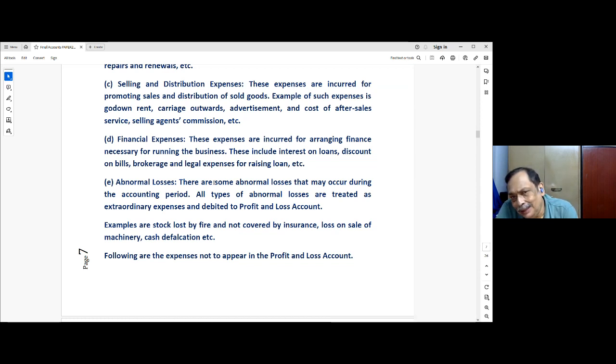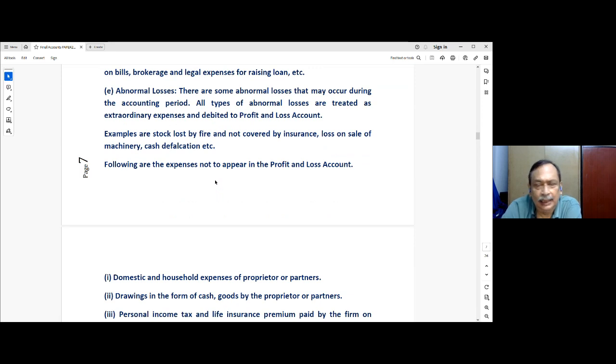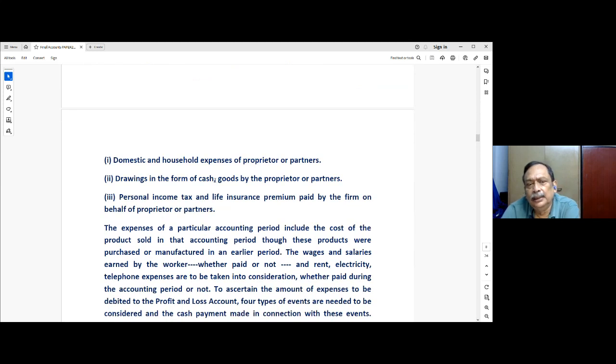Now, at this juncture, we should know there are certain expenses that will not appear in the P&L account, which I am going to discuss right now. The following are the expenses not to appear in the profit and loss account. Number one, domestic and household expenses of proprietor or partners. Number two, drawings in the form of cash or goods by the proprietor or partners. And third, personal income tax and life insurance premium paid by the firm on behalf of proprietor or partners.